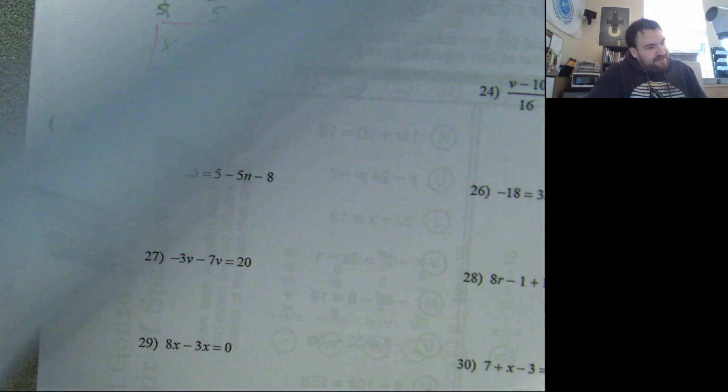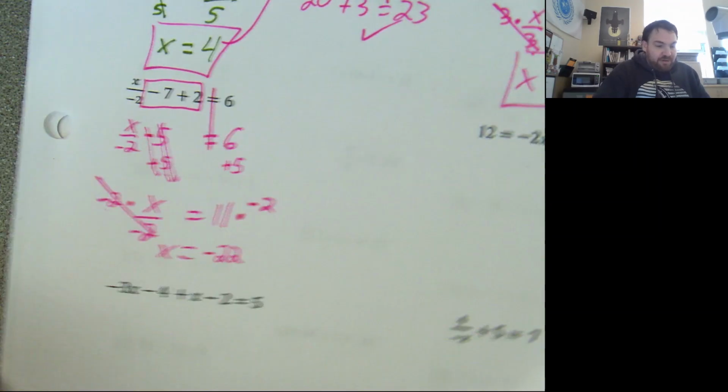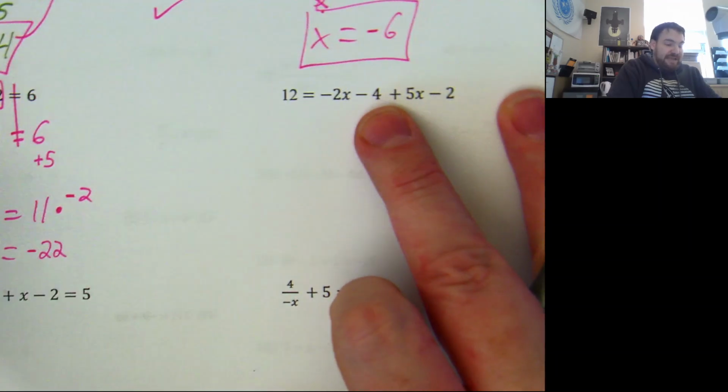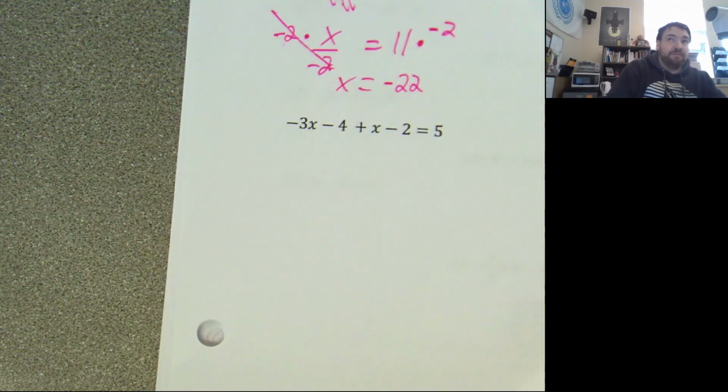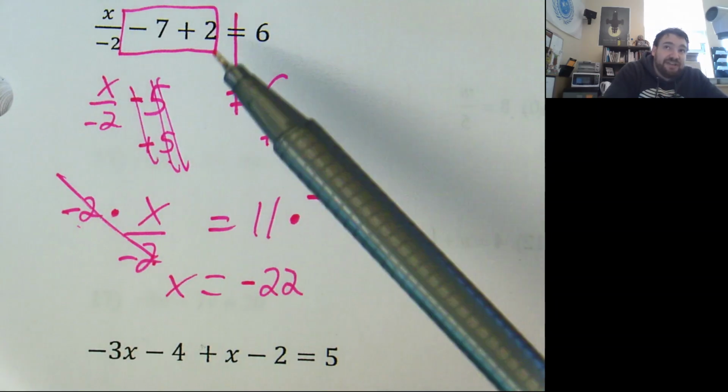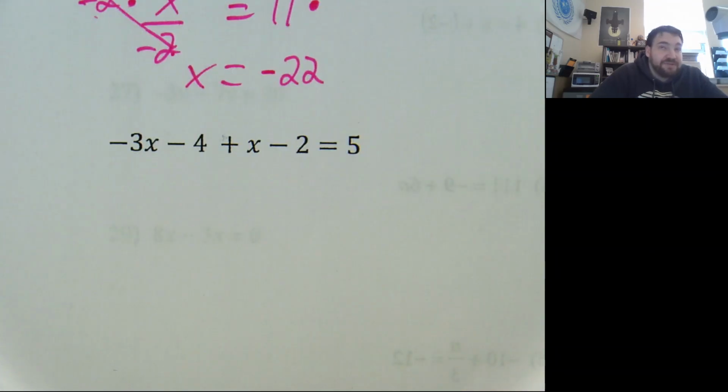Because of the limited time, I am going to skip this one, and we're going to go straight to these bottom two for the sake of time. So same idea here. The only difference between this question and the one that we just did is there are more like terms. So the like terms here are what?